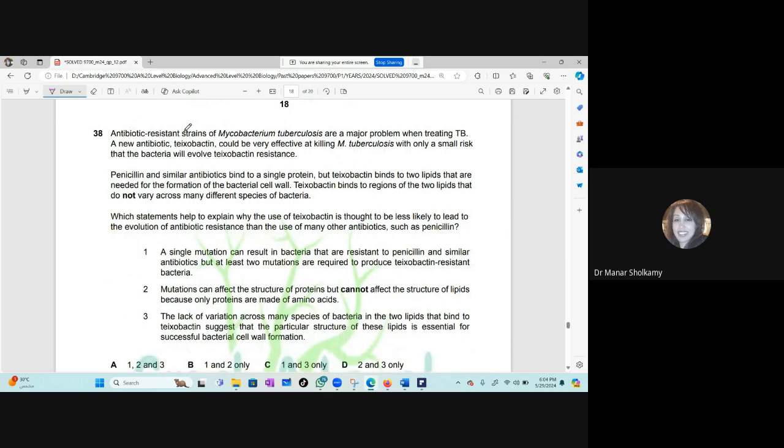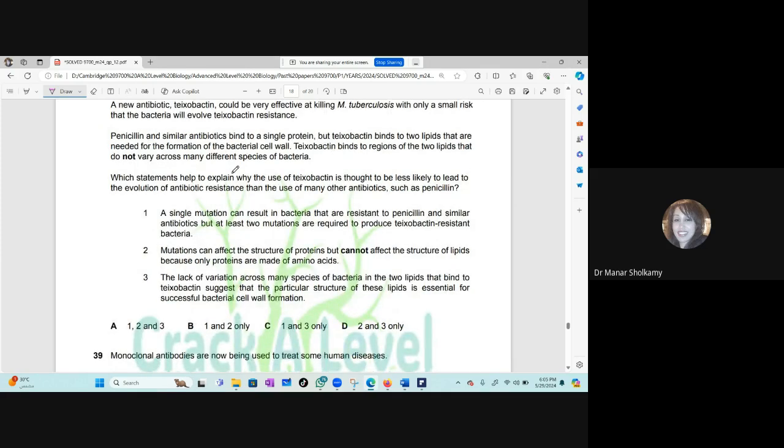38. Antibiotic resistant strains are a major problem when treating TB. A new antibiotic, Teixobactin, could be very effective at killing the M. tuberculosis with only a small risk that the bacteria will evolve resistance. Penicillin and similar antibiotics bind to a single protein, but Teixobactin binds to two lipids that are needed for the formation of the bacterial cell wall. Teixobactin binds to regions of the two lipids that do not vary across many different species of bacteria. Which statements help to explain why the use of Teixobactin is thought to be less likely to lead to the evolution of antibiotic resistance than the use of many other antibiotics such as penicillin?